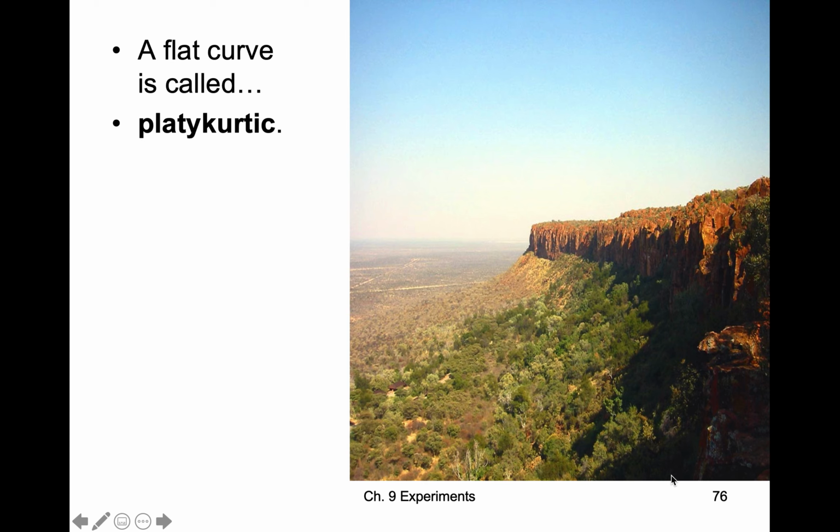So platykurtic is what a flat curve is called. Now, I think of it as a plateau. Plateau is flat, and so a flat curve is platykurtic. Other people say, think of it as a platypus, and I don't think of a platypus as flat, so I don't think that's as good, but maybe a platypus that is very flat on the ground might be a mnemonic to help you remember this.